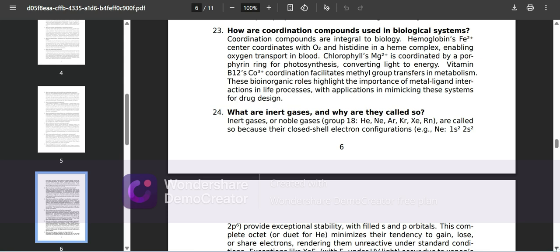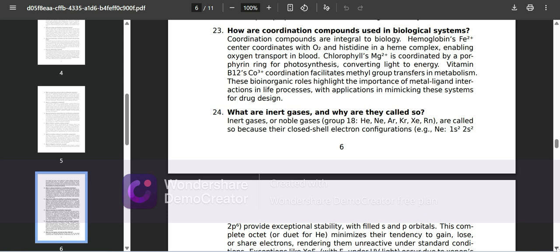How are coordination compounds used in biological systems? Coordination compounds are integral to biology. Hemoglobin: the Fe2+ center coordinates with oxygen and histidine in a heme complex, enabling oxygen transport in blood.